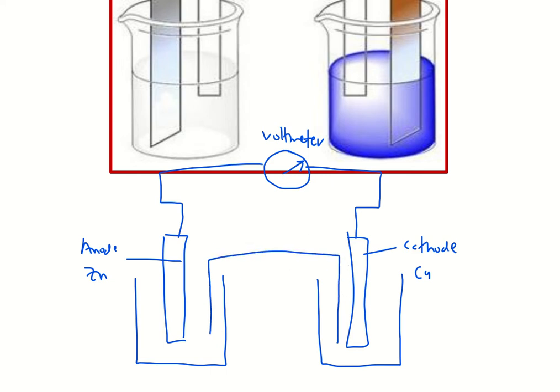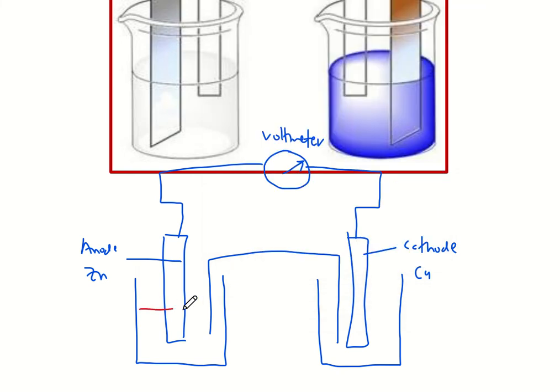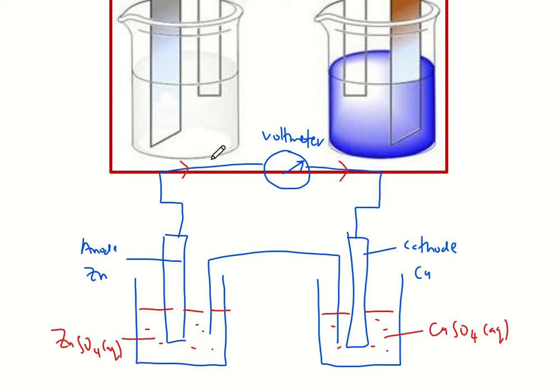So what else do you have to put? Here you can draw the solution. Put the solution, and make sure you look at the question. If the question gives, for example, zinc, then zinc sulfate, with the aqueous phase. The other side is copper, so it has copper sulfate, aqueous. Then you have to show the movement of the electrons, before and after.